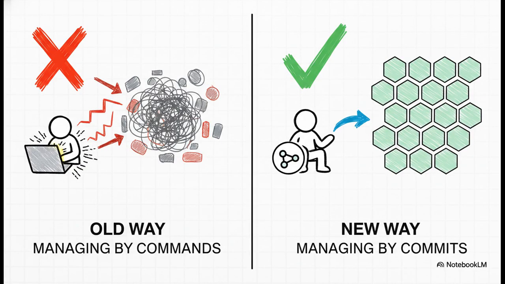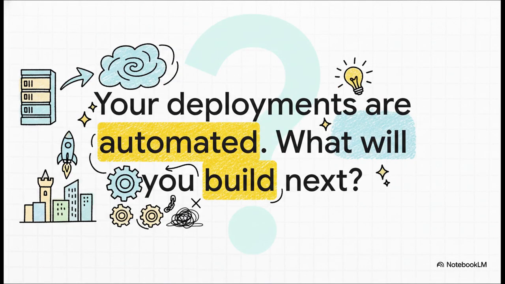When you boil it all down, it's about a fundamental shift in mindset. You stop managing your cluster by running a series of commands and start managing it by making commits. Your cluster's state becomes a direct reflection of your code, giving you a level of control and visibility that just wasn't possible before. So there you have it. By automating away all the risky, tedious parts of deployments, GitOps with Flux gives you back your most valuable resource, your time. You can stop worrying about deployments and get back to focusing on what really matters, building awesome things. So I'll leave you with this one question. With all this newfound power and automation, what will you build next?